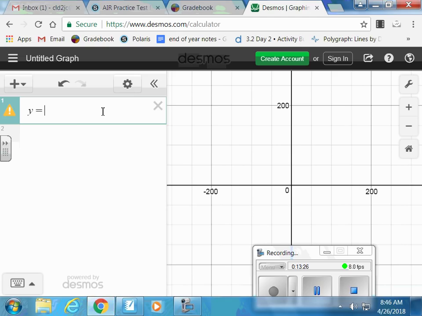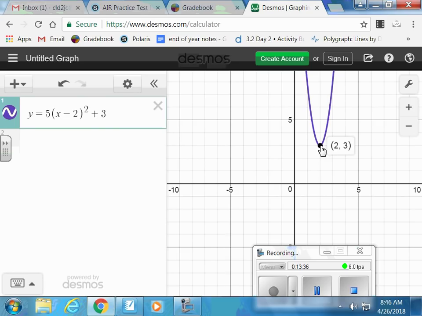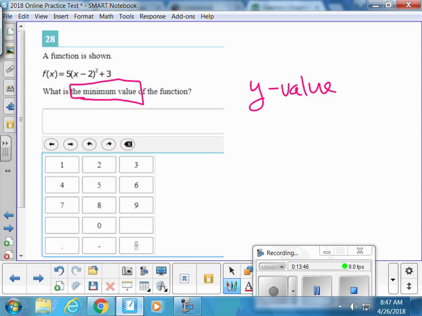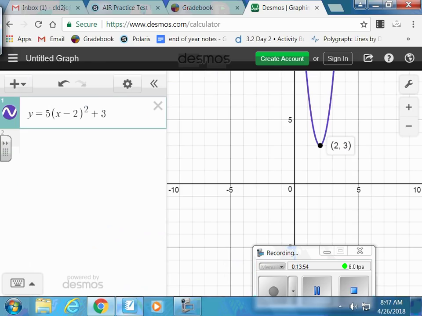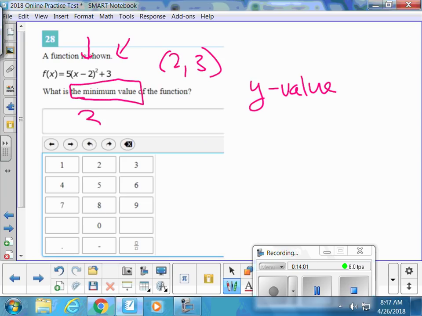So you've got to use a y again. I zoomed back to my normal zoom, did my hover click, found my vertex to be 2, 3. Which, by the way, this is in vertex form. You could have just looked right here and seen that the vertex was 2, 3. But anyhow, the lowest y value we're hitting is right there at 3. So we're going to go with 3 for our answer.